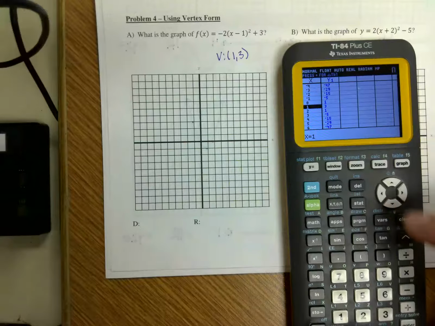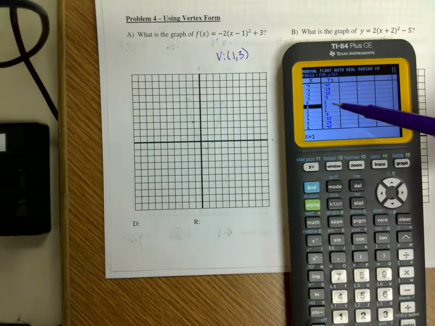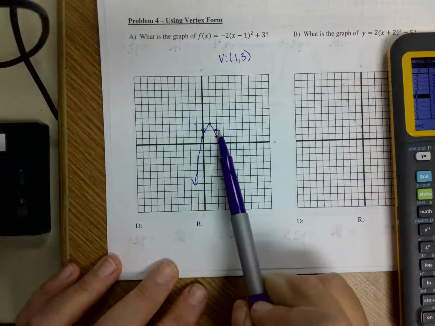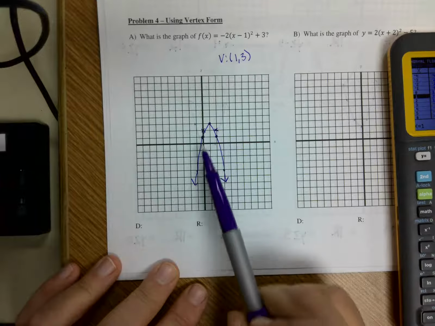So I want 1 to be in the middle. So my vertex here is 1, 3. Now I'm going to plot these points on the left-hand and right-hand side of it. It should look something like this.